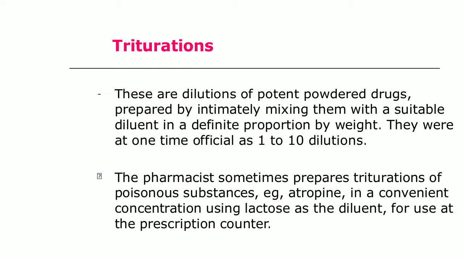Then triturations. These are dilutions of potent powdered drugs prepared by intimately mixing them with suitable diluents in a definite proportion by weight. They were at one time official as 1 to 10 dilutions. The pharmacist sometimes prepares triturations of poisonous substances, for example atropine, in convenient concentrations using lactose as the diluent for use at the prescription counter.